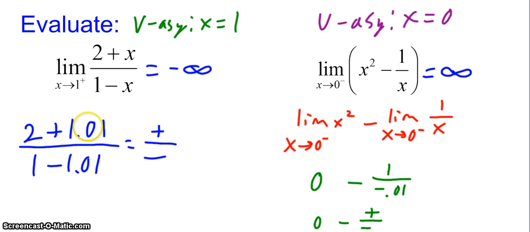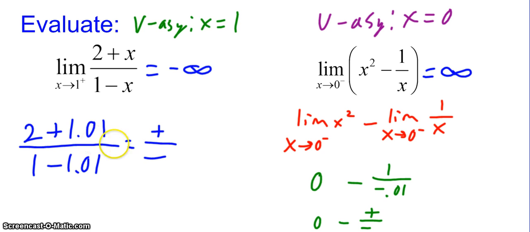So if I plug in something a little bit to the right of 1, all I really care about is whether the function is positive or negative, because that's going to tell me which infinity it's going to. So if I plug in, in this case, 1.01, I know that 2 plus 1.01 is 3.01, but I don't care about the value. I just care that that's going to be a positive sum. 1 minus 1.01 is a negative sum. If I divide a positive by a negative, I'm going to get a negative as a result. So therefore this has to be going to negative infinity.